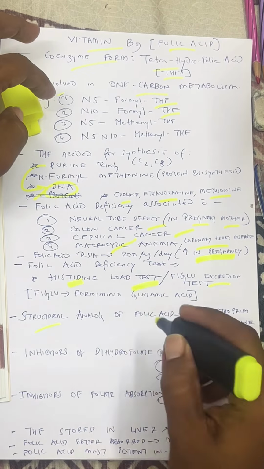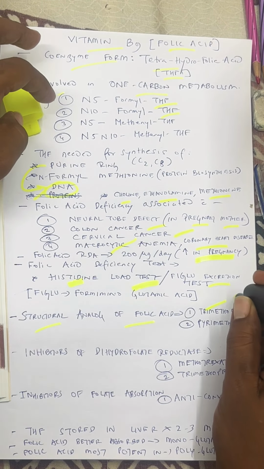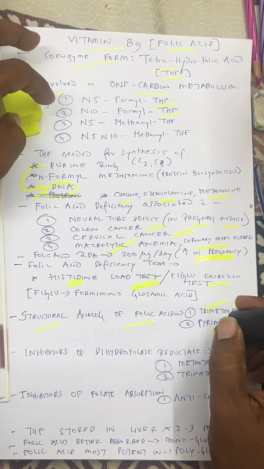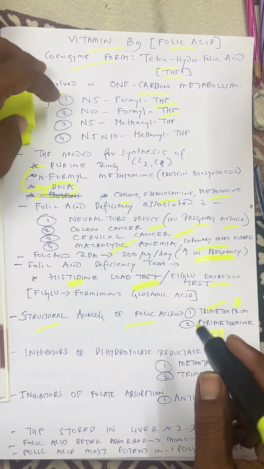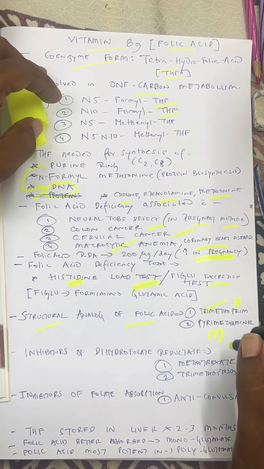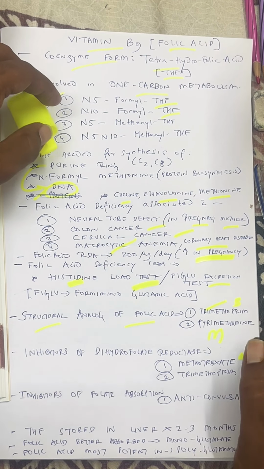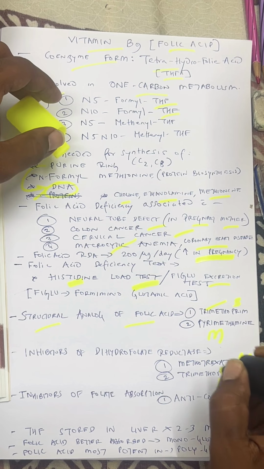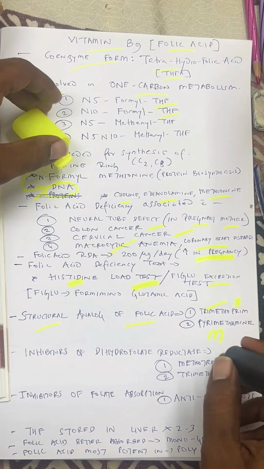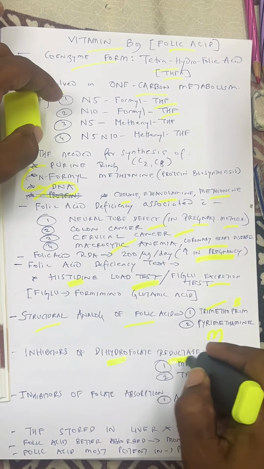Name structural analogues of folic acid. One is trimethoprim, which is an antibiotic, and one is pyrimethamine, which is an antimalarial. Name inhibitors of dihydrofolate reductase: methotrexate, which is an anti-cancer drug, and trimethoprim, which is an antibiotic. Methotrexate and trimethoprim both act in a similar manner by the competitive inhibition of dihydrofolate reductase.